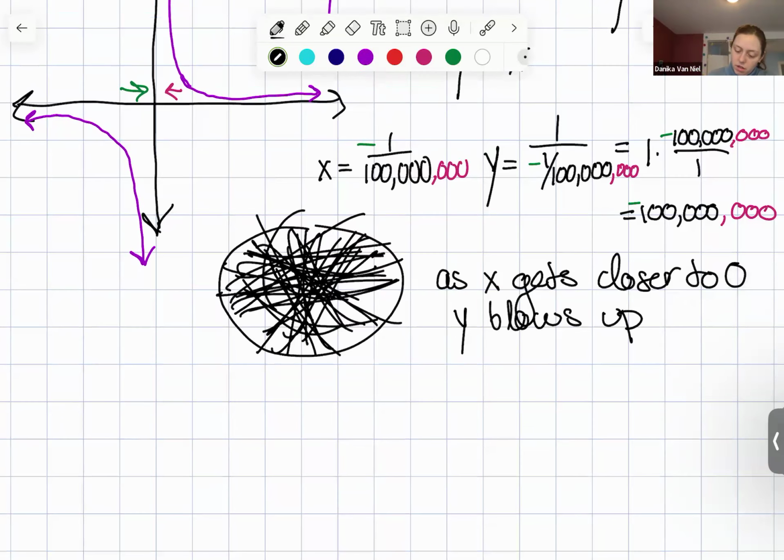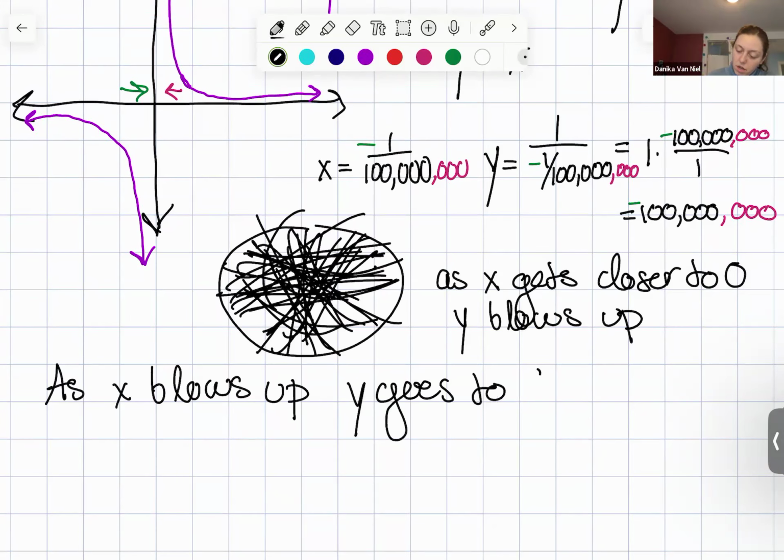All right, so as x blows up, y goes to zero. But again, never actually touches zero.